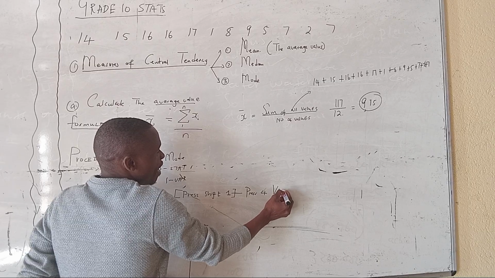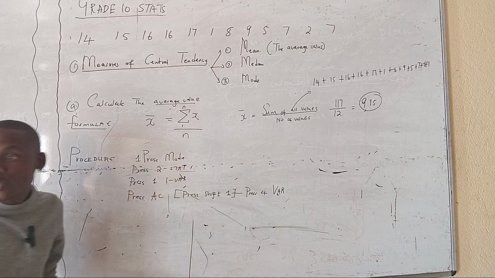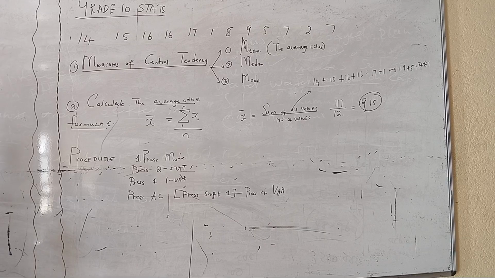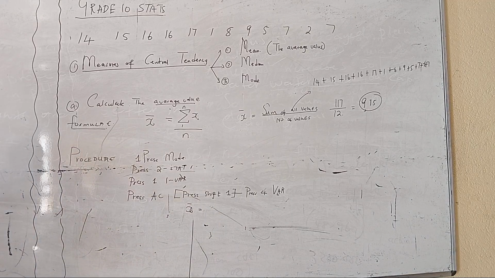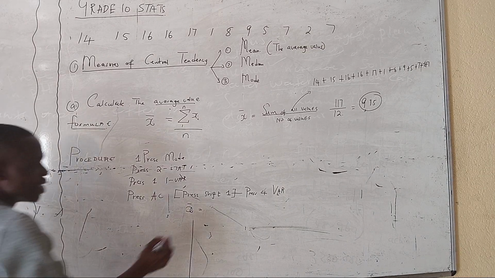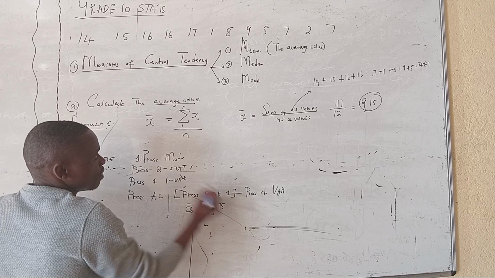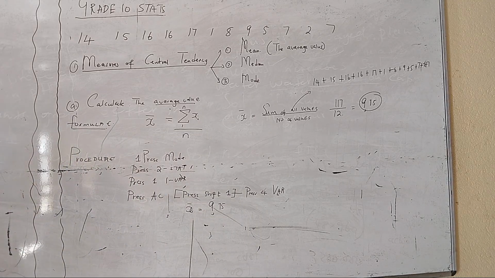Yes, we now press 4 for VAR. For sure now, you are going to get X bar on number 2, which is the mean. So select number 2 and press equal sign and see what we get. Number 2 is how much? 9,75. So we found the mean by making use of a calculator. We did not rely on the formula this time. So you need to remember all these steps.